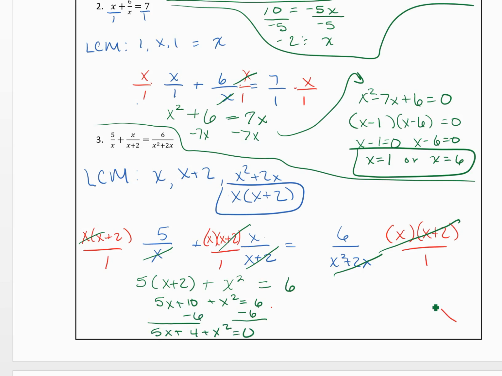And to help us solve it, let's put it in descending order. So x squared plus 5x plus 4 equals 0. This is another one that's pretty easy to factor. It factors as x plus 1 times x plus 4. So we would get x equals negative 1 and x equals negative 4, and those would be our solutions. Okay, so the important thing when solving rational equations is to find your LCM and then multiply everything through by it.